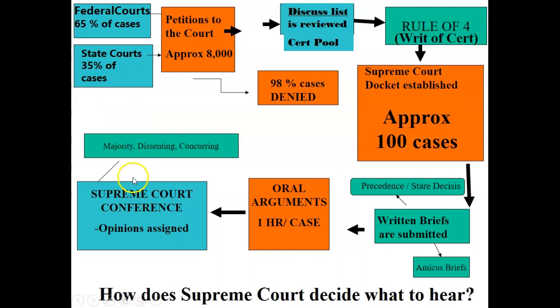And so that's why courts are not seen as the quickest way to solve political problems, but it is a way to have a political problem solved if you can wait 2, 3, 4 years. So that's a little bit about this. You'll notice vocabulary like discuss list, rule of 4, writ of certiorari, precedent, stare decisis, briefs, amicus briefs, oral arguments, majority opinions, dissenting opinions, concurring opinions. You need to know all of that and how it fits into this big process.